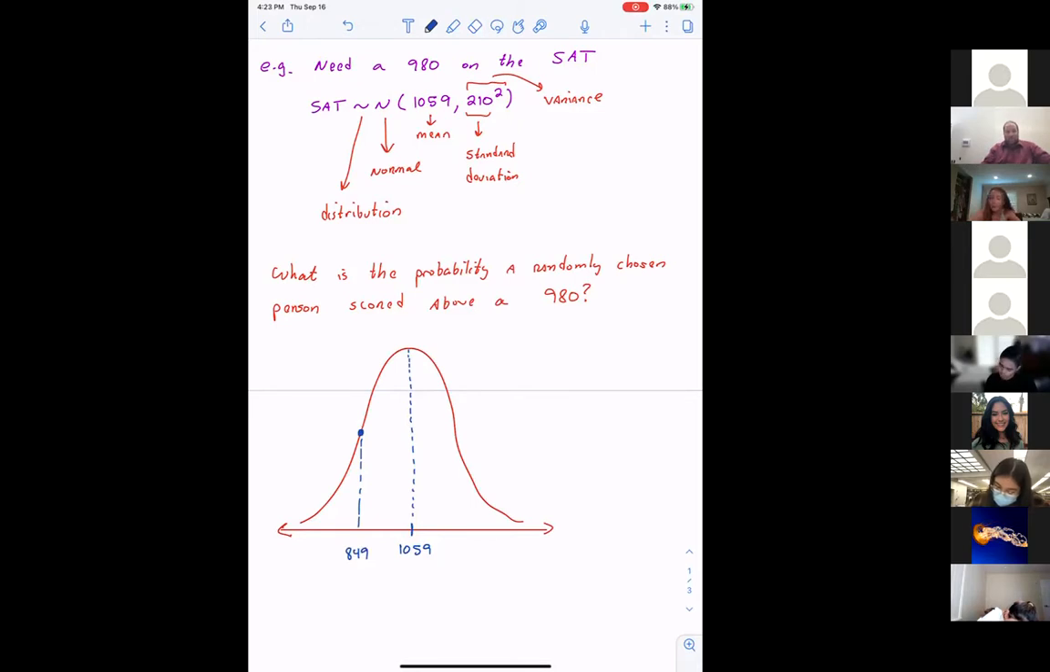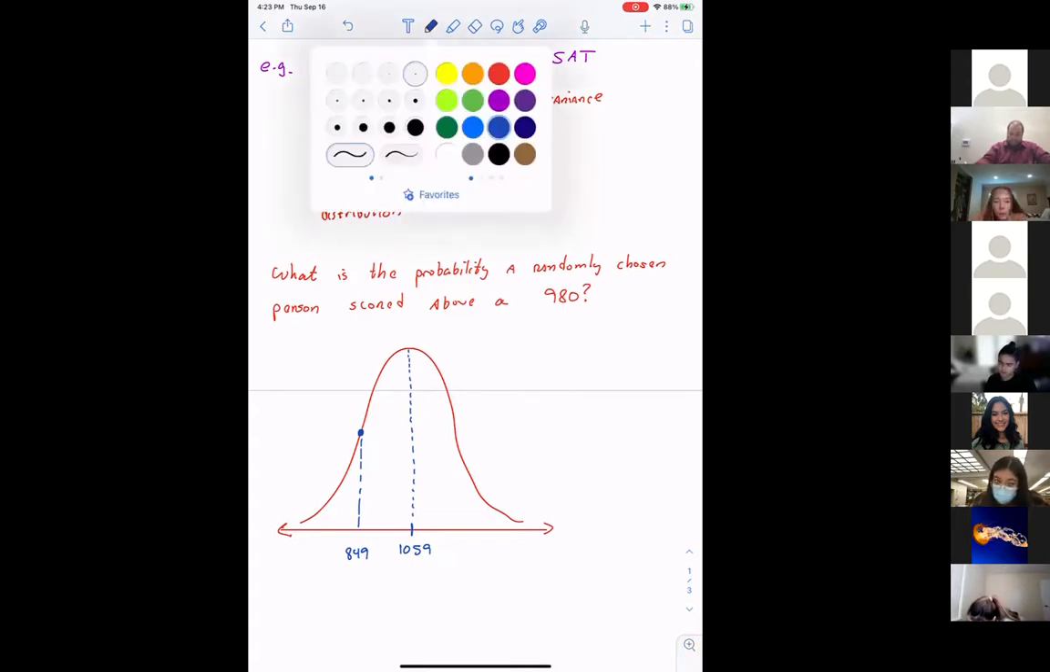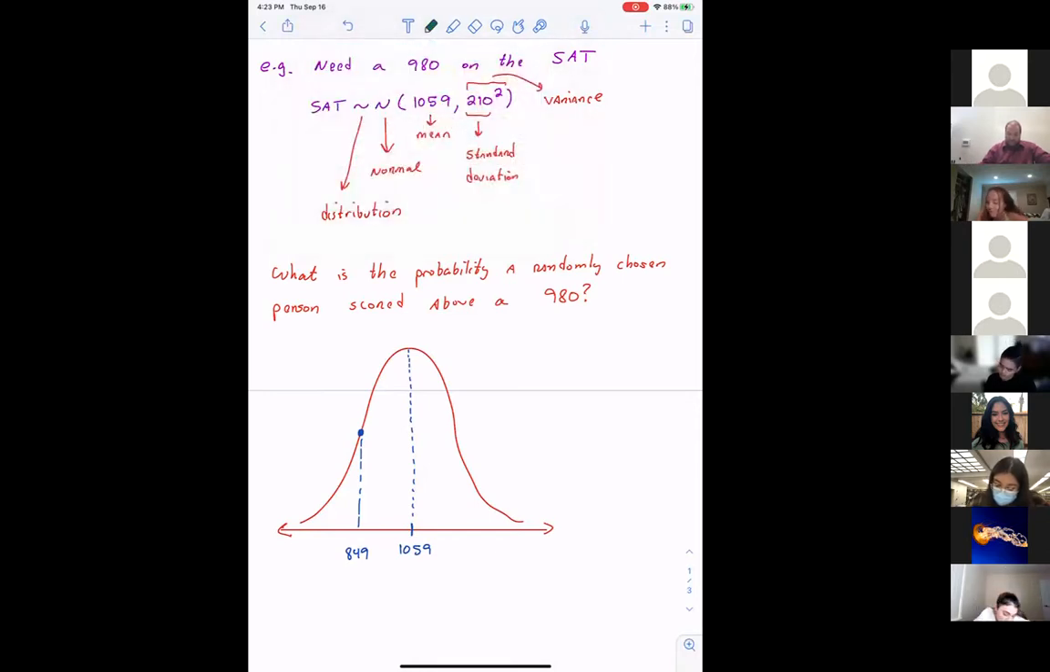So where is 980? Somewhere in between. Halfway in between would be like 954. So maybe just past, maybe like over there. Does that seem like a nice approximation for where I am? Yes. And what am I looking for here? The probability that a randomly chosen person scored above a 980.